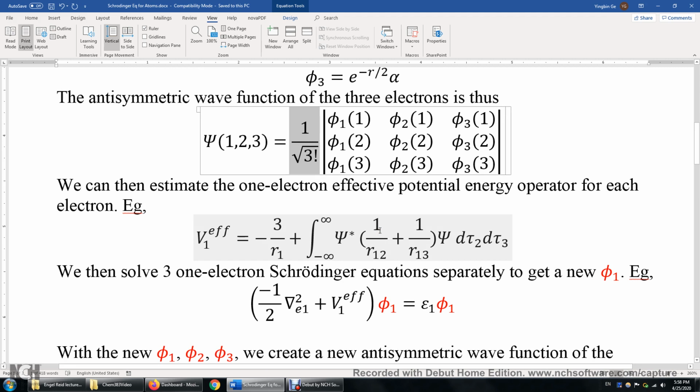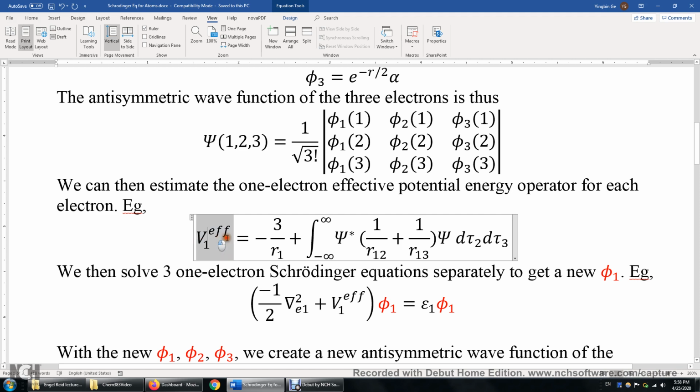But if you try to solve the Schrodinger equation for the first electron, the difficulty is this. Electron 1 is repelled by electron 2 and 3. So this repulsion contains the coordinates of electron 2 and electron 3. How do we get around this? Very simple. We define the effective potential energy operator over here. So this is the effective potential energy operator for electron 1. Supposedly, this effective operator contains the coordinates of only electron 1.